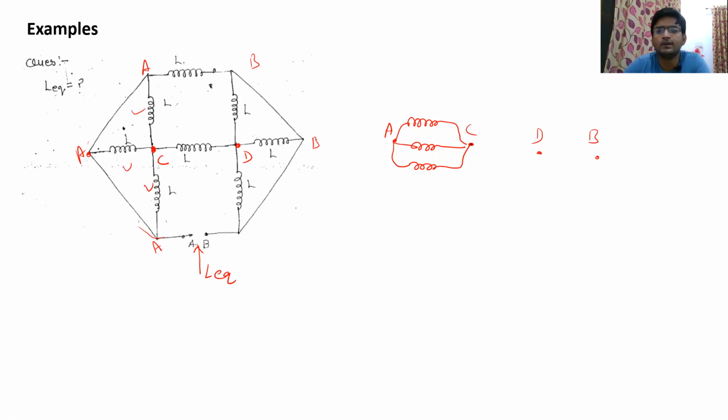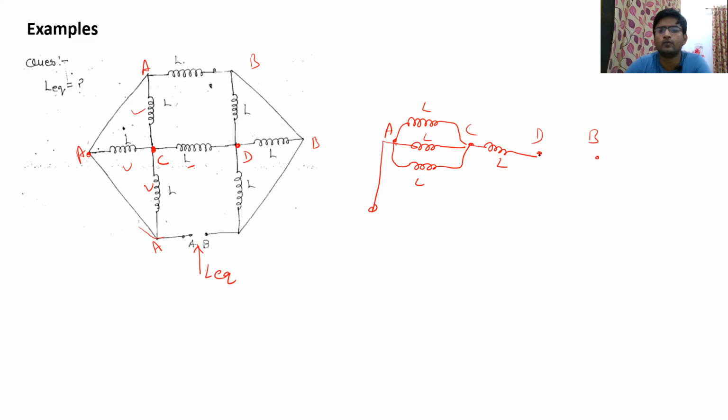Now, can you tell me what are the elements between C and D? Here, C and D, you can see only one inductance value between C and D. So you can connect this inductance value L between C and D. And remember, all these values are L.